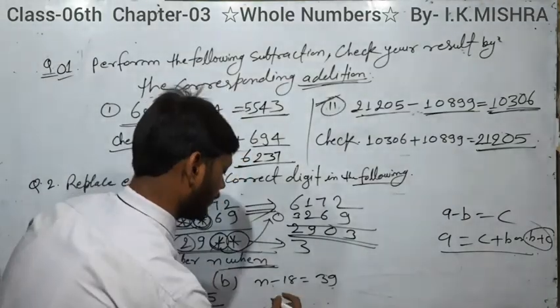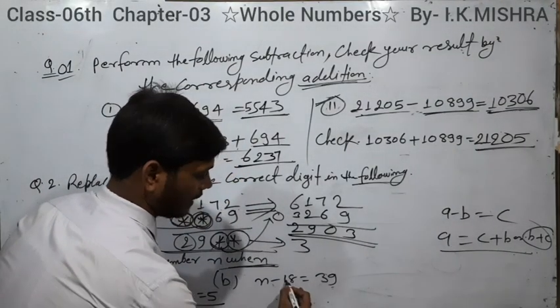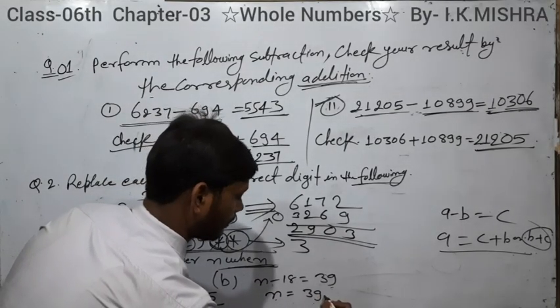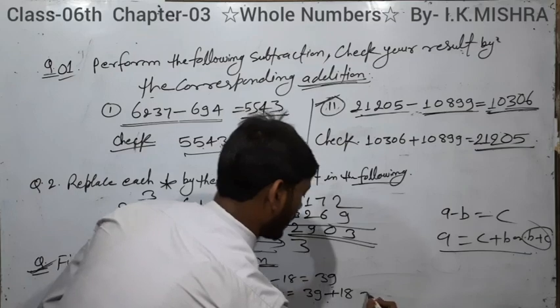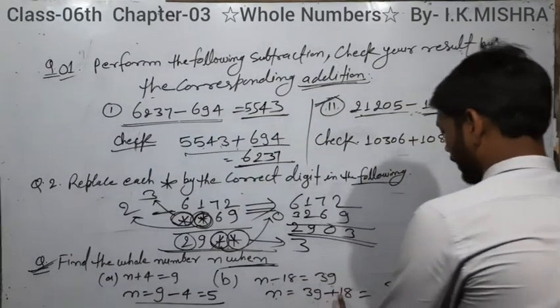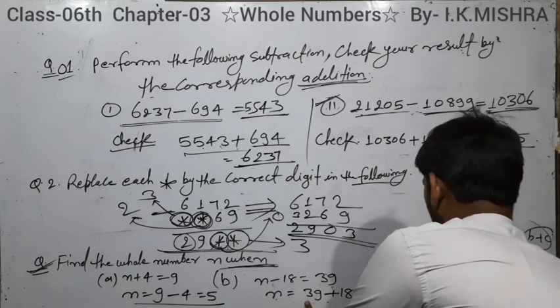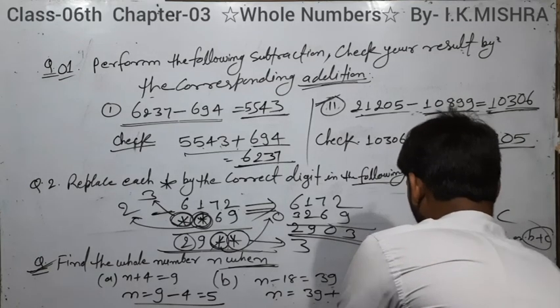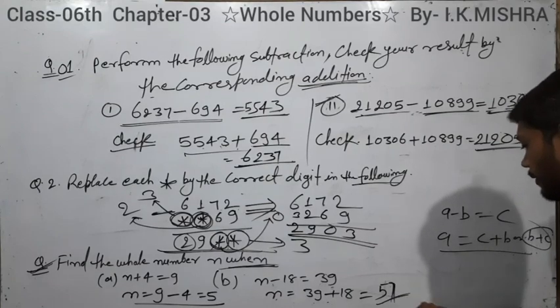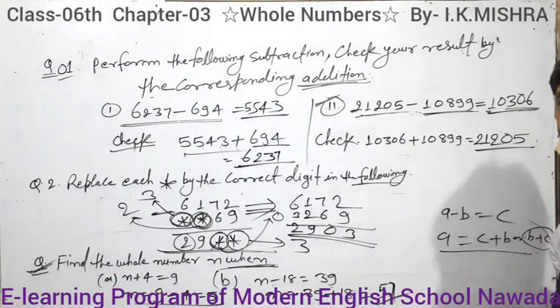After that, here n minus 18 is equal to 39. n equal to 39 plus 18, and is equal to 57. Here 57. Its answer.